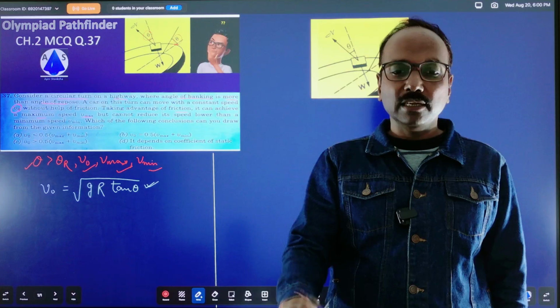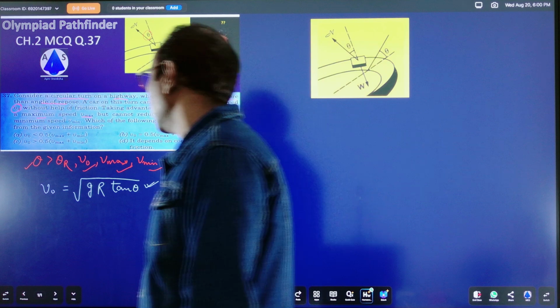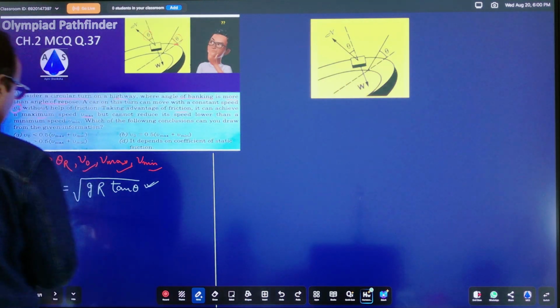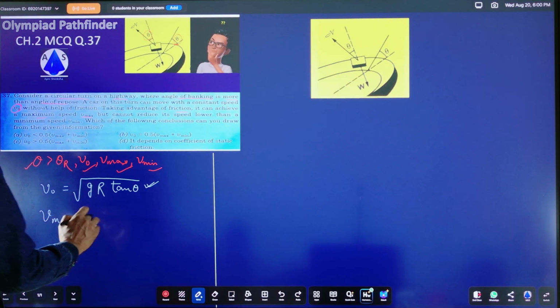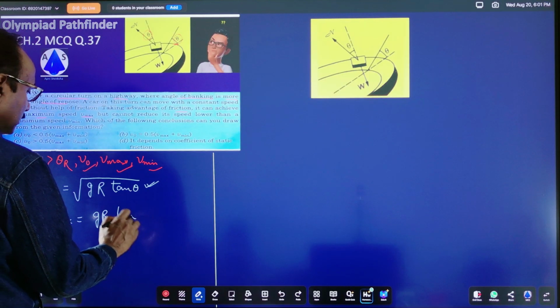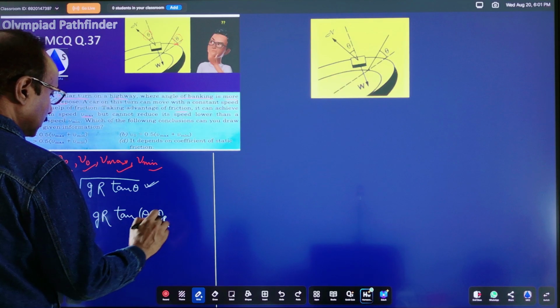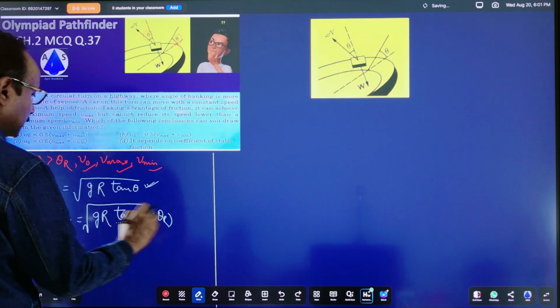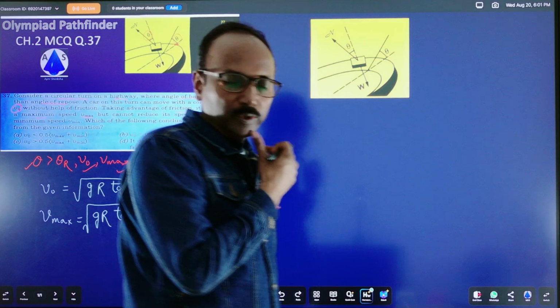And what is that limit and what is that speed? That speed we call it as Vmax, and Vmax is given by, where theta r is the angle of repose.